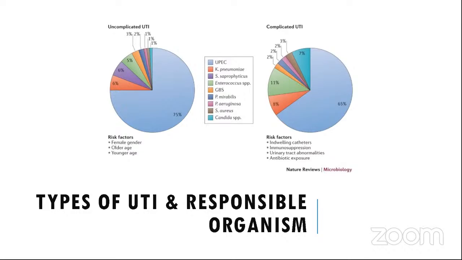Risk factors for asymptomatic cases: female gender is common, older age makes one more vulnerable, and younger age also. The risk factors for complicated UTI are indwelling catheter, immunosuppression, urinary tract abnormalities, or antibiotic exposure.